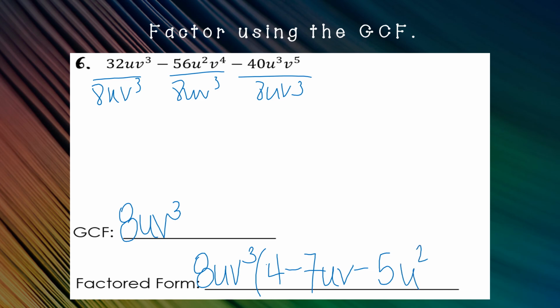And then v to the 5th over v cubed will also be v squared because I have 5 and I'm taking 3 away. So my factored form, I've got 8uv cubed as one factor, and then my other factor is 4 minus 7uv minus 5u squared v squared.